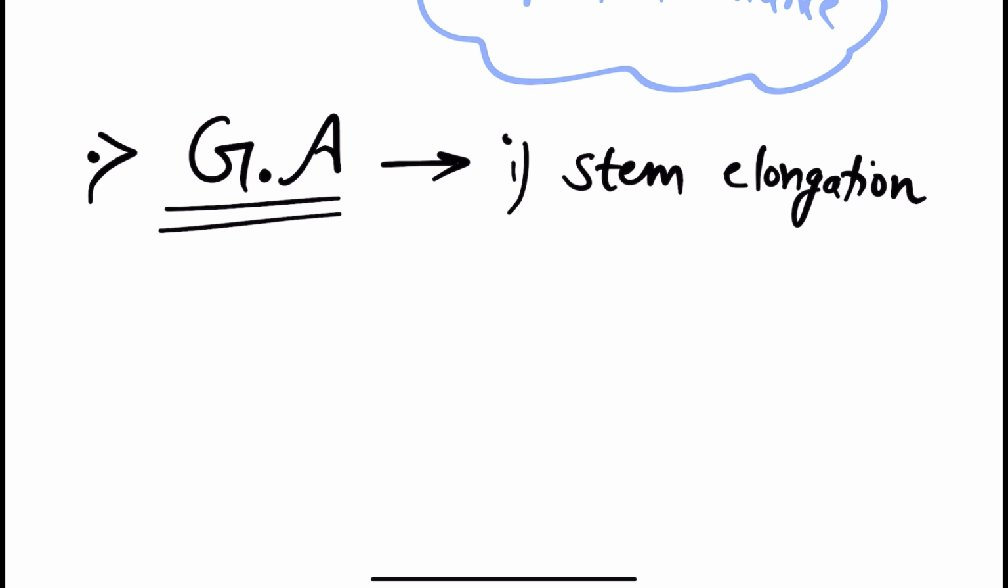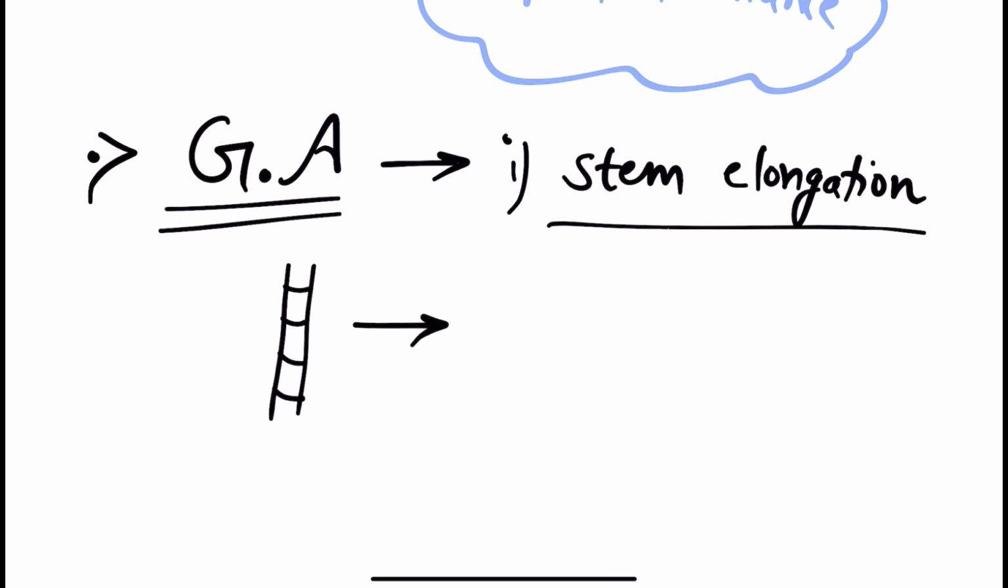Which hormone was responsible for cell elongation? Yes, you are right, auxin. But gibberellic acid is responsible for stem elongation. Just remember it like this. So this is a stem, and I already told you these are the nodes. After the application of gibberellic acid, the stem will elongate, and the nodes will move further apart, right? So this is the first function of GA that you must remember.